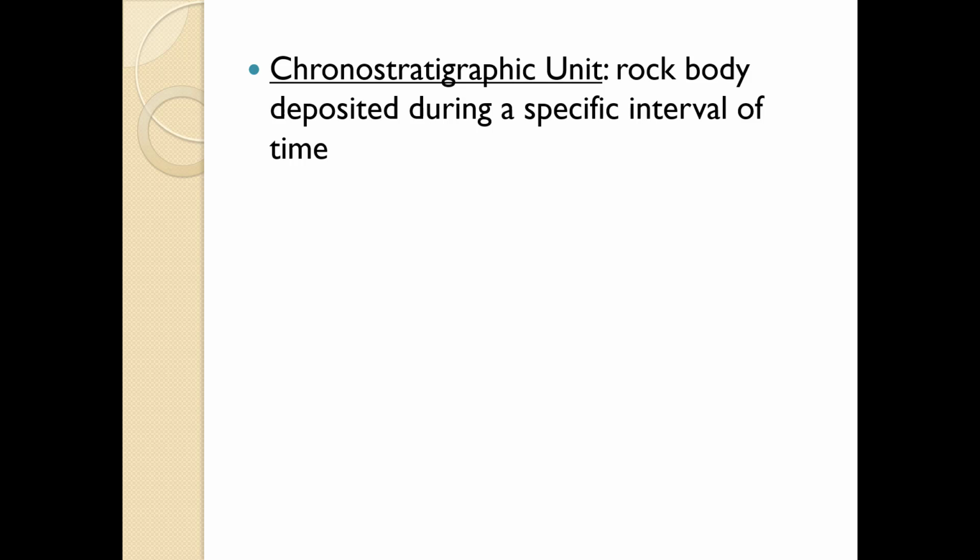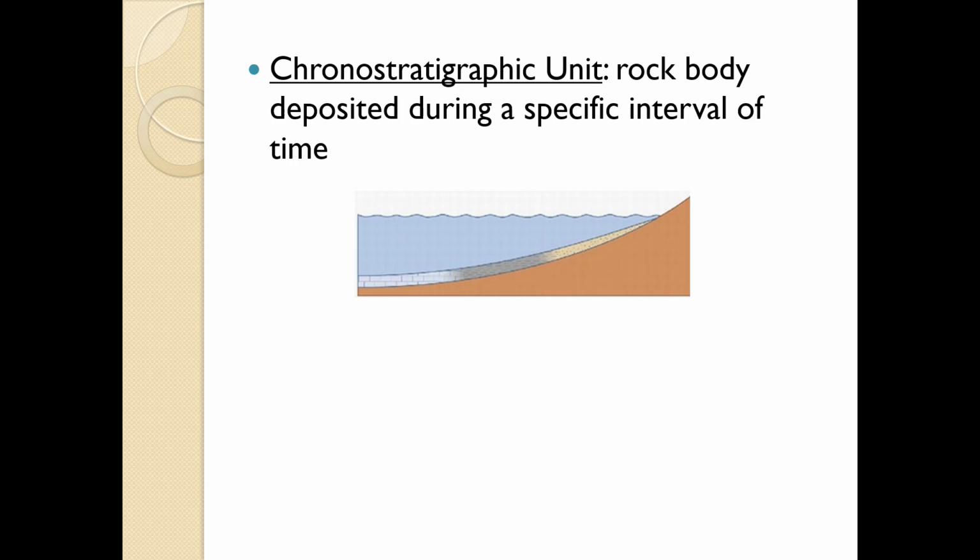So chrono means time. So we're looking at layers of rock organized by time, because stratigraphic means the study of layered rock. So a chronostratigraphic unit is a rock layer that was deposited during a specific interval of time. So all of the sediment that we see in this diagram is a chronostratigraphic unit because it's all deposited contemporaneously, right? So we have sand that was deposited, then shale, and then limestone.